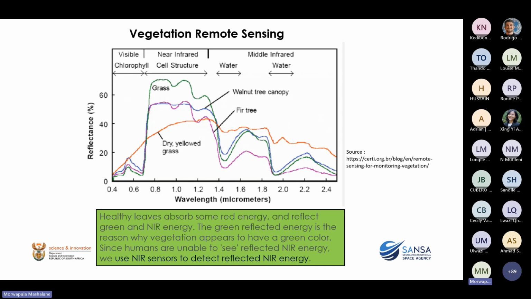The signature that you are looking at depends on the type of plant. It depends on the structure of a leaf, and it also depends on the canopy. As you can see here, we have different types of vegetation shown. For instance, the green grass has a higher reflectance in the near infrared, while the tree and the dry grass have a lower reflectance in the near infrared. That is what we use to differentiate between vegetation types.